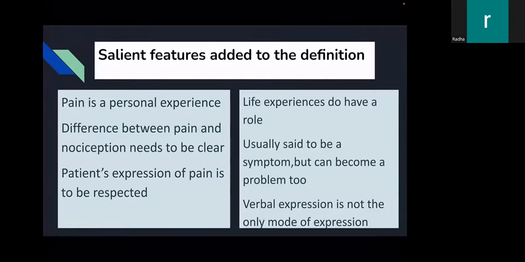What are they trying to say here? Verbal expression is one of the modes. So there may be other modes also. So we have to know that also. So sometimes it could be verbally expressed. Sometimes even if it is not verbally expressed, we can pick up.